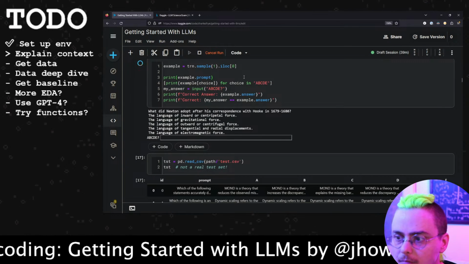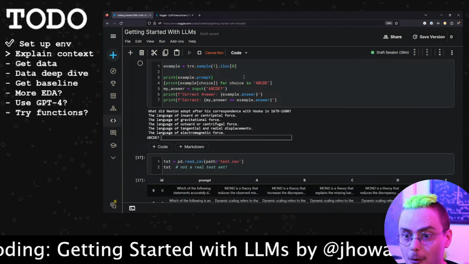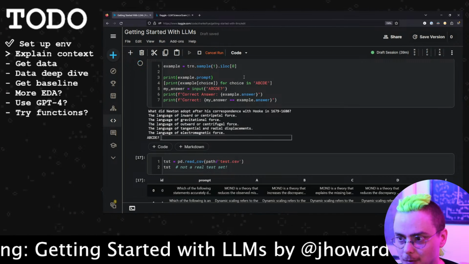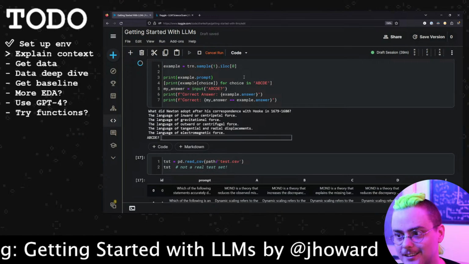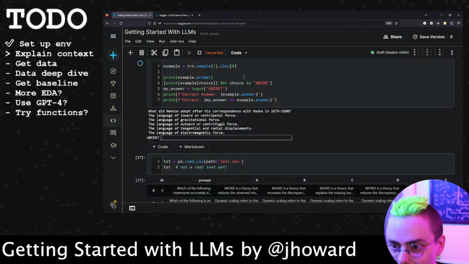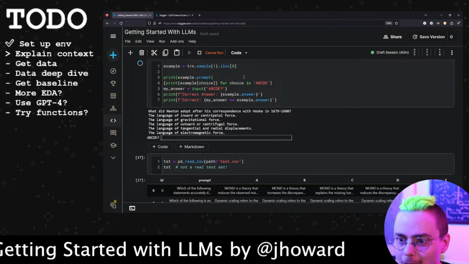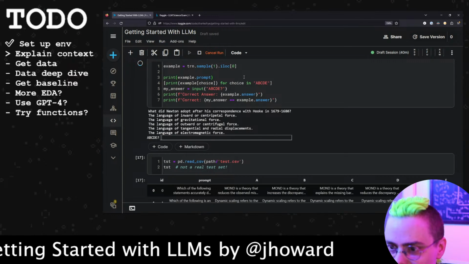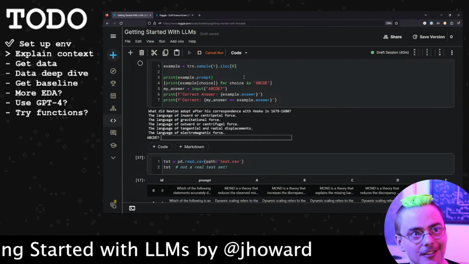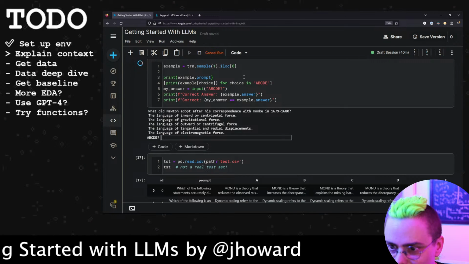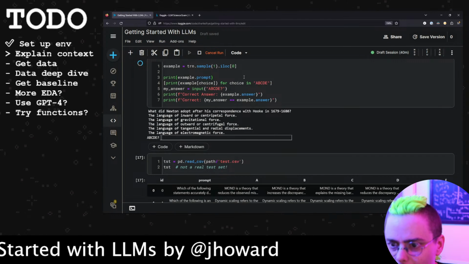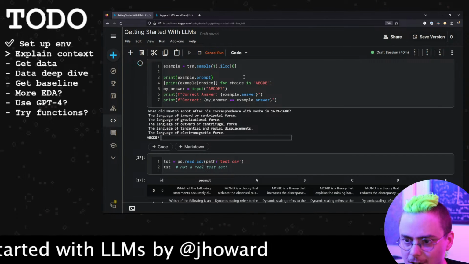All right, so our first question comes in. What did Newton adopt after his correspondence with Hooke in 1679 to 1680? This is our first science question. So I would say this is not a particularly science question. This is maybe a little bit more of a history of science question. So this is definitely going to be a challenging one.